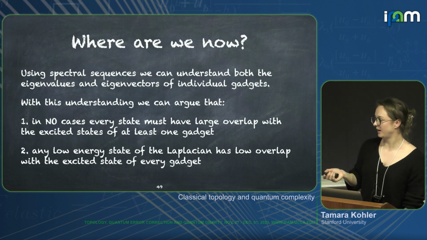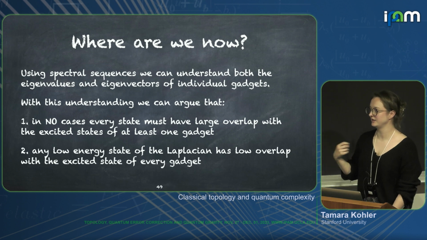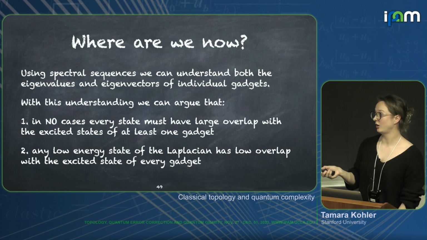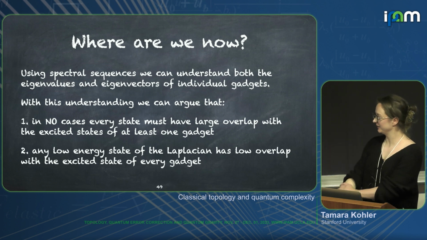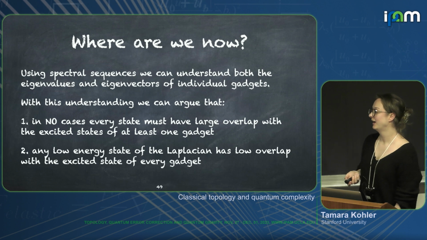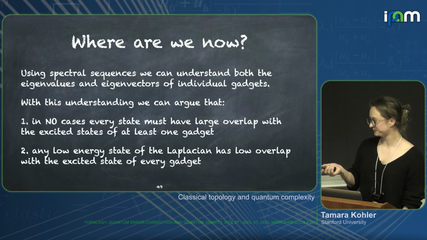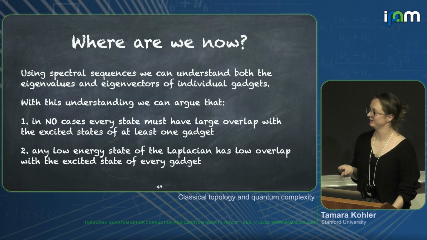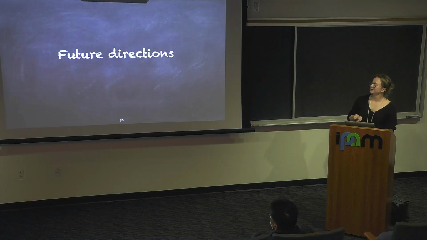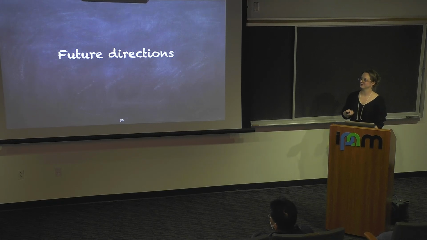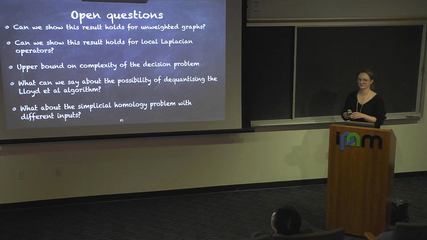The more difficult part is to argue that any low energy state of the Laplacian has low overlap with the excited states of every gadget. I'm not going to go through the proof of that at all, but it's all in the paper. Again, Robbie really worked that out, so please look at the paper if you're interested. That's as much as I'm going to say about the proof, but hopefully it gives you some idea of how it works. Since I'm out of time, I'll just leave the open questions up, and I'm happy to take any more questions.